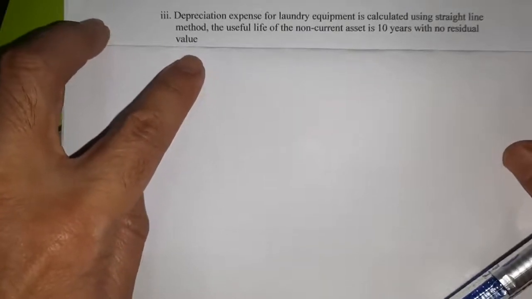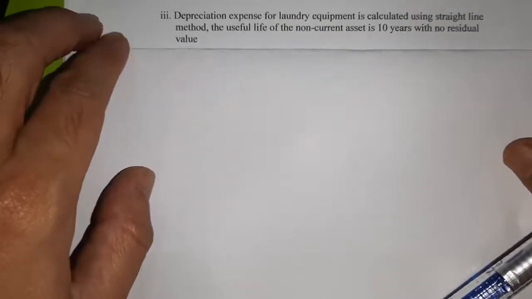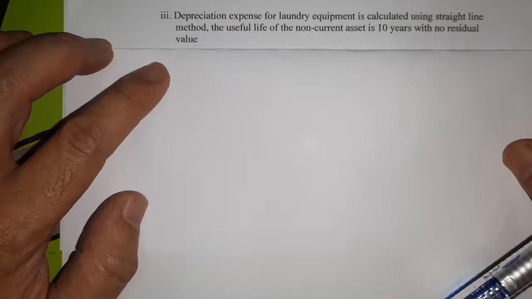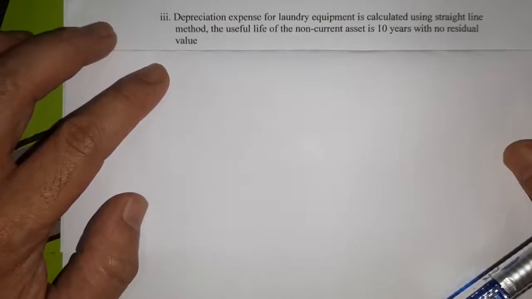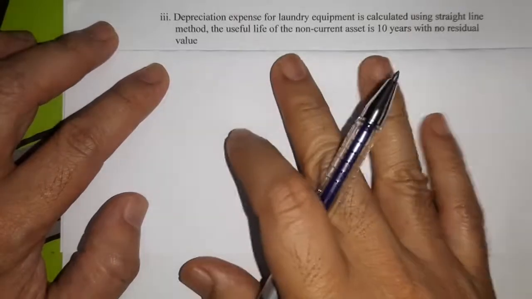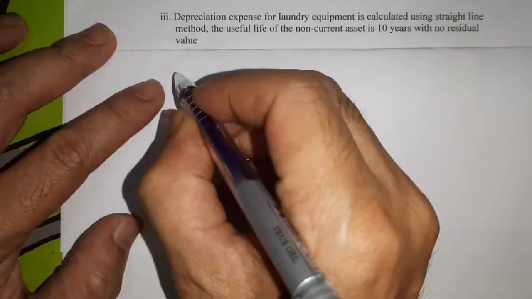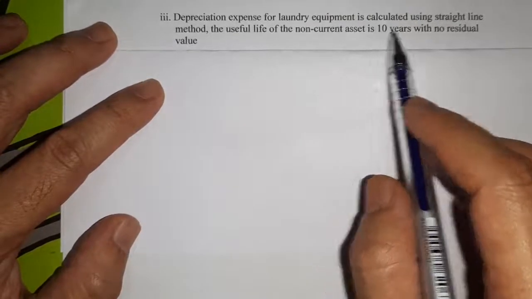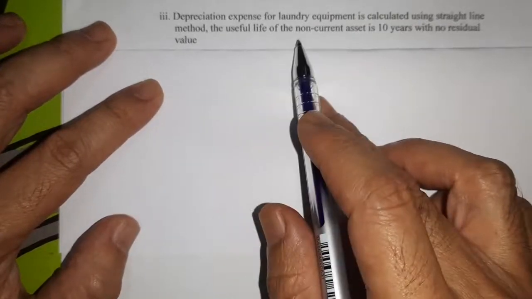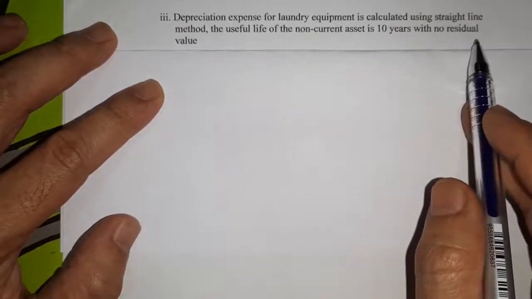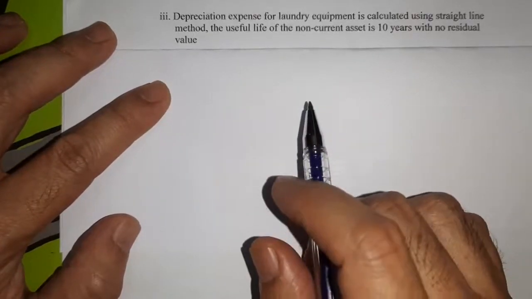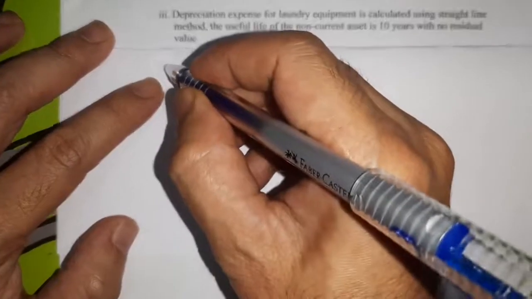Okay, adjusting entries for depreciation. You have to do adjusting entries for depreciation every year. Okay, you have to know how to do the adjusting entry for depreciation. See the information here. Depreciation expense for laundry equipment is calculated using straight line method. The useful life of the non-current asset is 10 years with no residual value. So to do the adjusting entry for depreciation, the first thing that you have to know is to calculate how much is the depreciation expense.